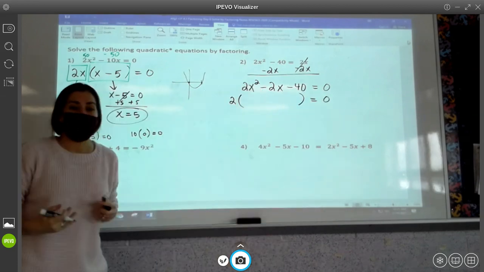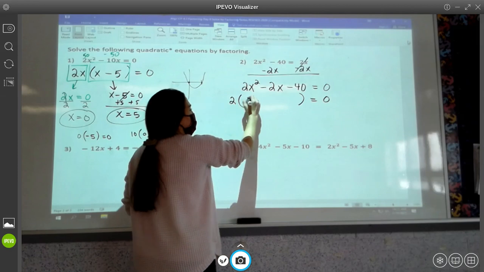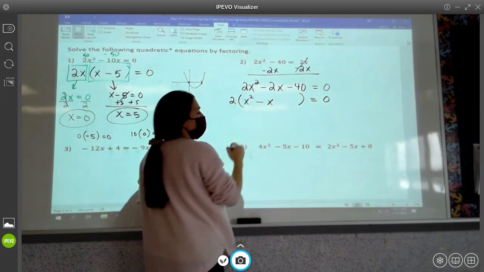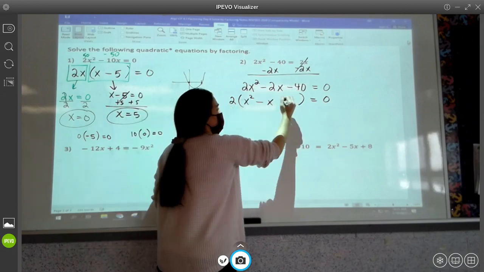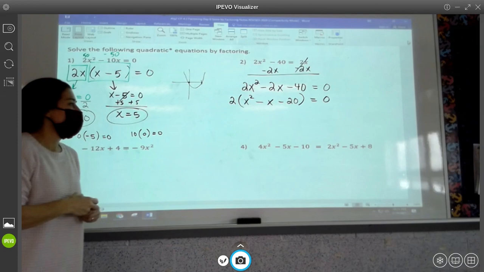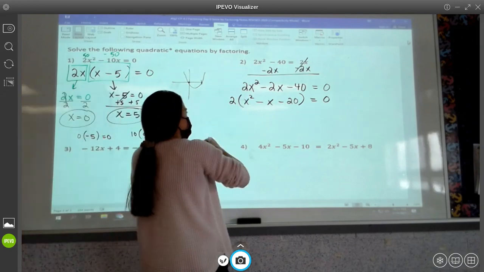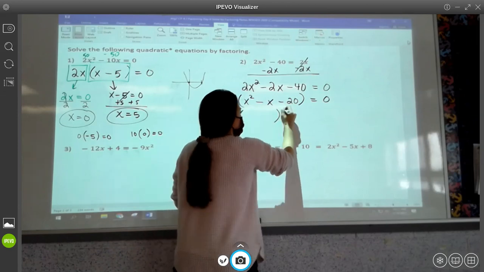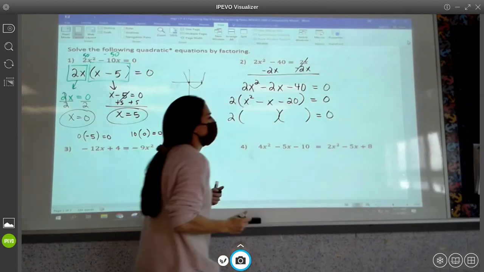So what's left if I factor a 2 out? 2 times what gets me back x squared? 2 times what gets me back negative x? And 2 times what gets me back a negative 20? Okay? Now, I'm going to bring my GCF down, and I'm going to try to factor this quadratic expression one more time.